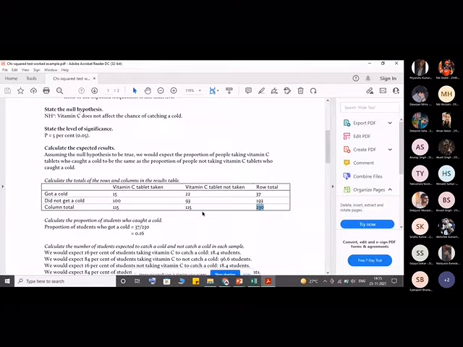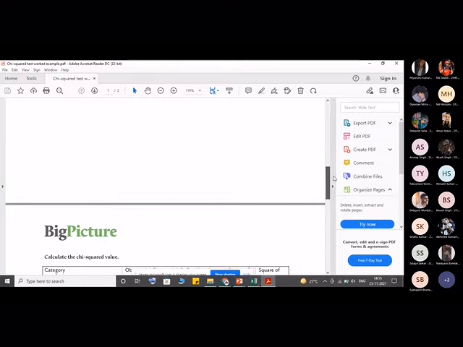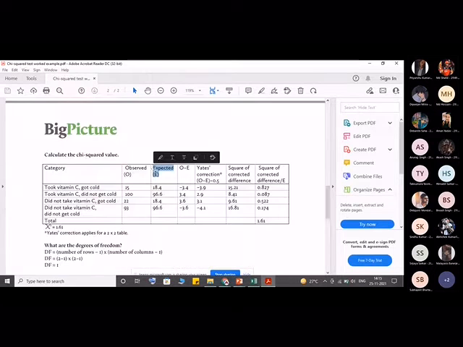So what do I have to calculate? I have to calculate the expected value. For this expected value, we already know what my observed values are. My observed values are 15, 100, 22, 93. These are the values given in the question paper. So this is my observed value. Now I have to find out the expected value. So how to find it?